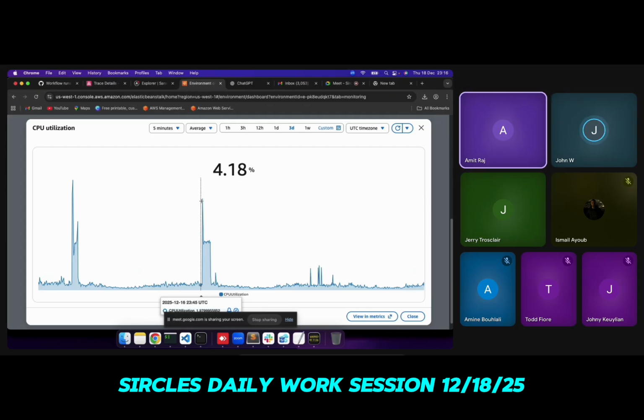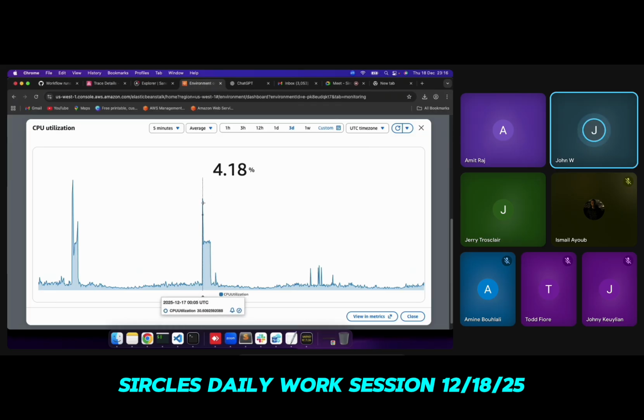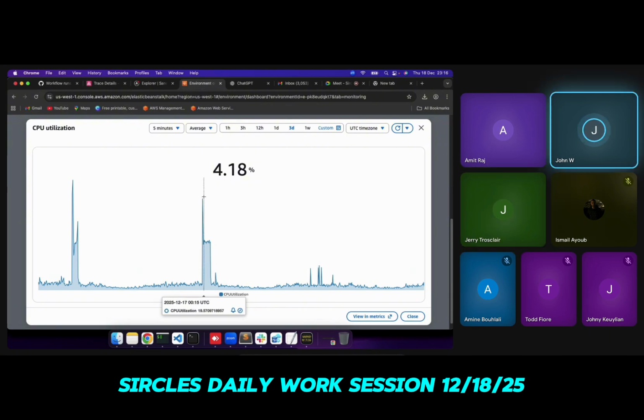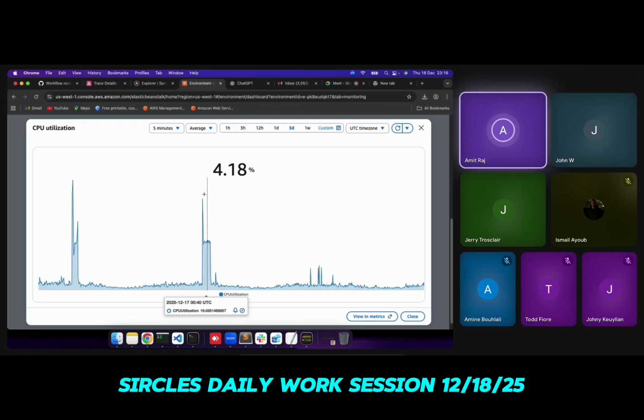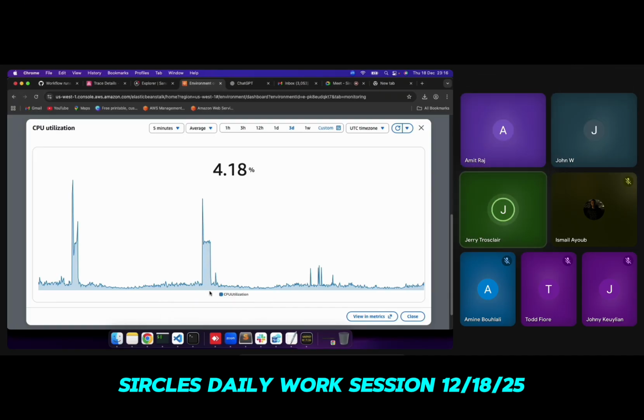What's the percentage it's hitting? It's not even crazy high though, right? Is 4% the average? The average looks to be like 30%. What's the 4.18 in the big number? Overall average for everything. Okay, so the spike is 30%. This CPU spike happened for quite a while. It looks like it even took about an hour. So what was running for so long?